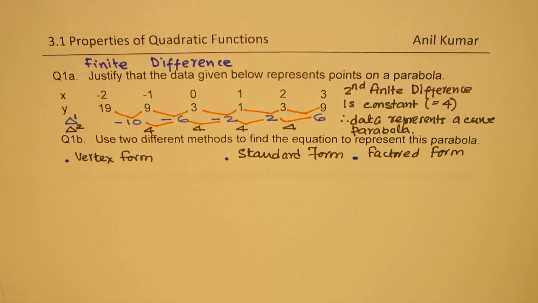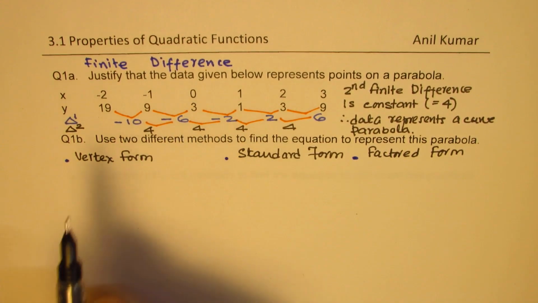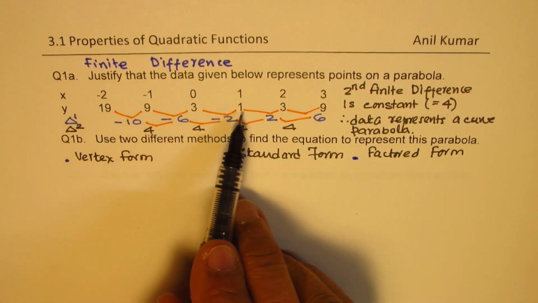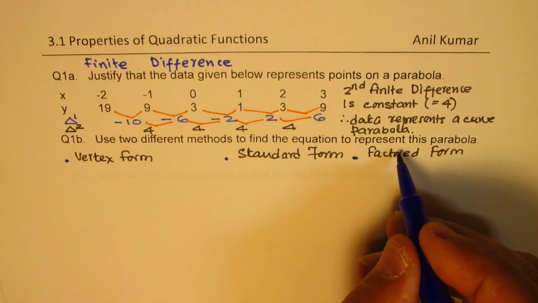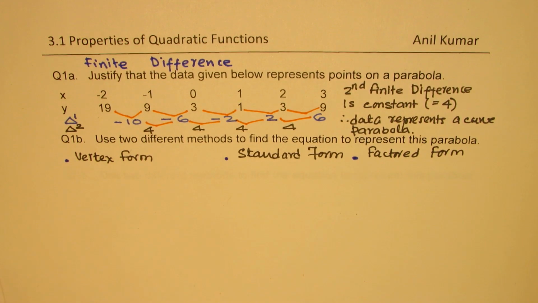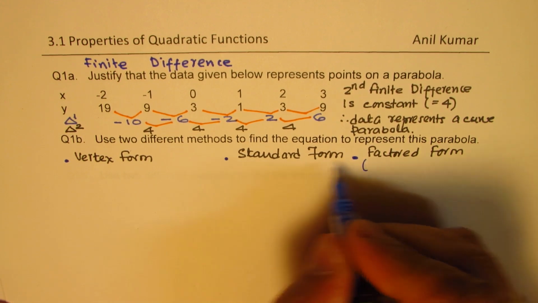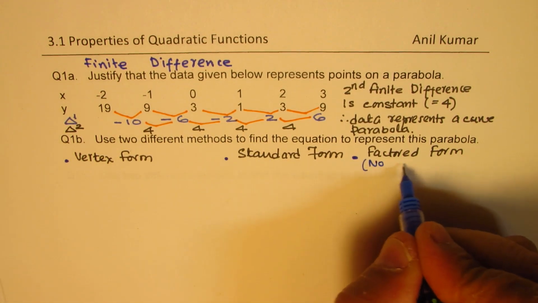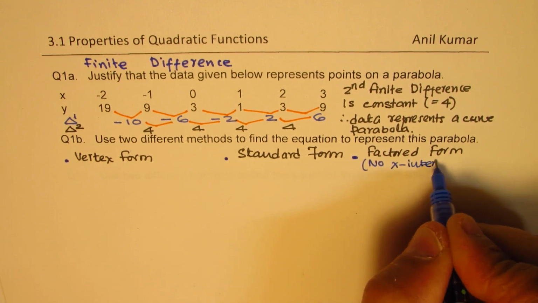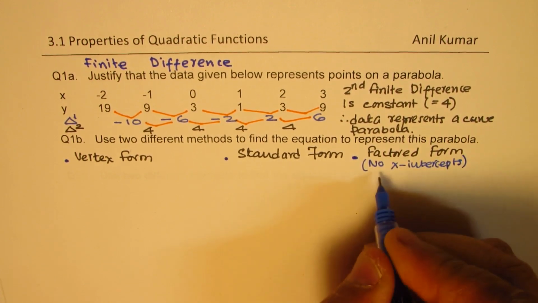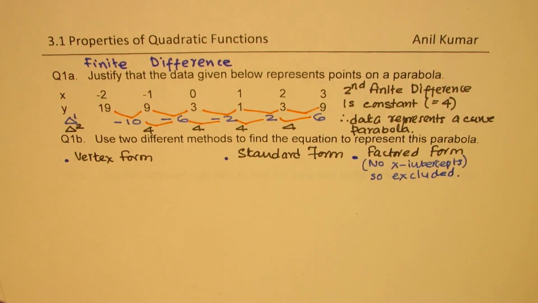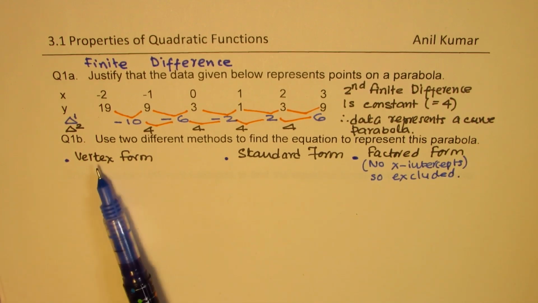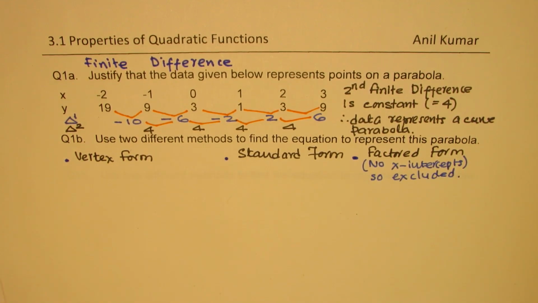Now these are standard ways. However, from this particular data, you know the y value is not 0 and it is not going to be 0. So in this particular case, factored form is not your choice. Now here, there are no x-intercepts. Let me write down a note here. We do not have x-intercepts. So, excluded. Correct.